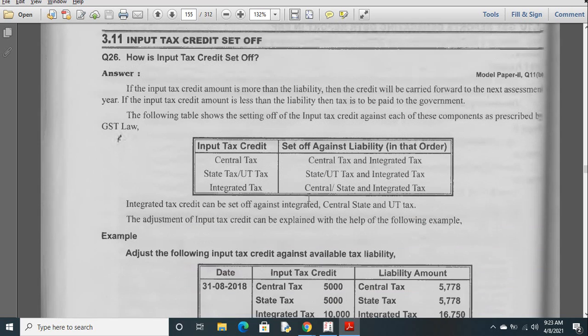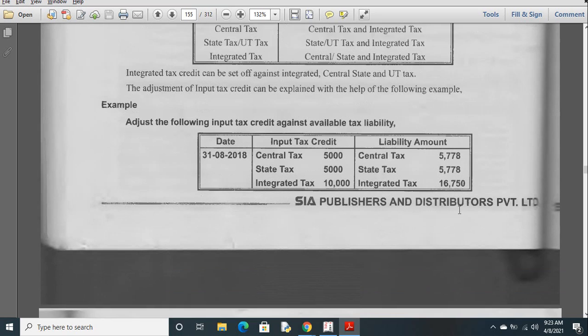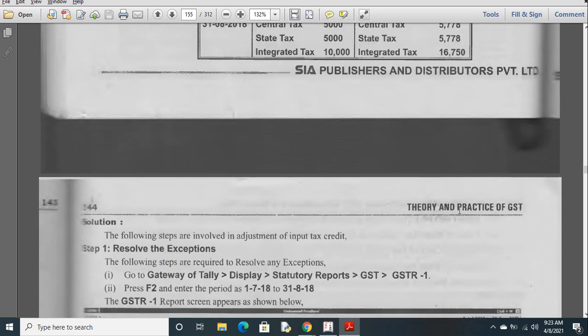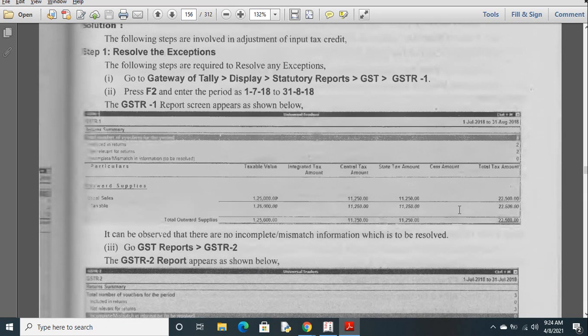central tax, state tax and integrated tax. So in the month of August, central tax is 5,000, state tax is 5,000, integrated tax is 10,000. So liability amount 5,778, this is 5,778, integrated tax is 16,750. So how to adjust these transactions?